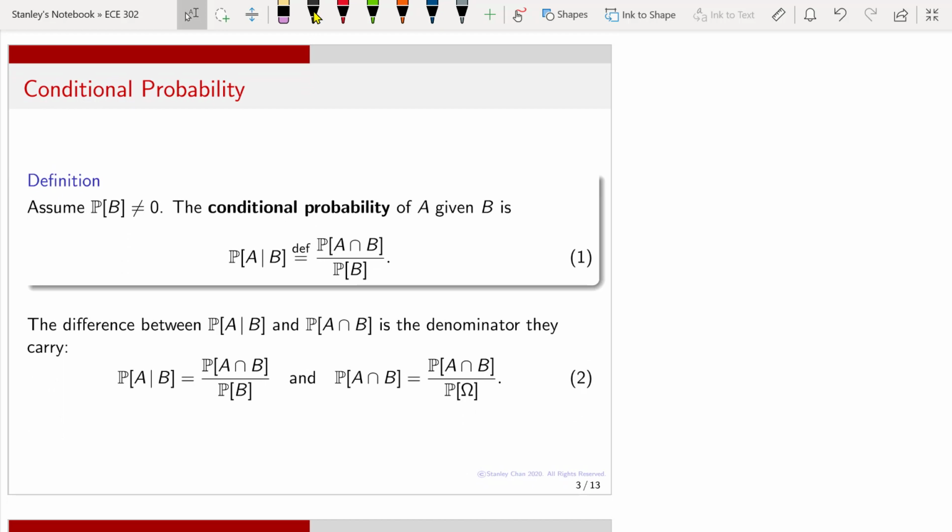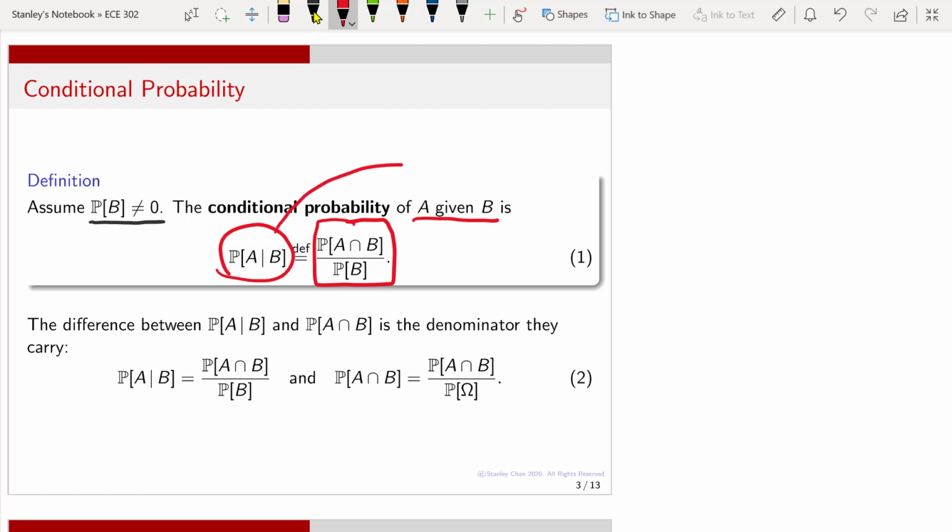Let us consider two events, A and B. Let's also assume that the event B is not an empty set. Therefore, the probability of B is not zero. We define the conditional probability of A given B as the ratio between the intersection of A and B and the probability of B. The notation for this conditional probability is written as P of A given B.